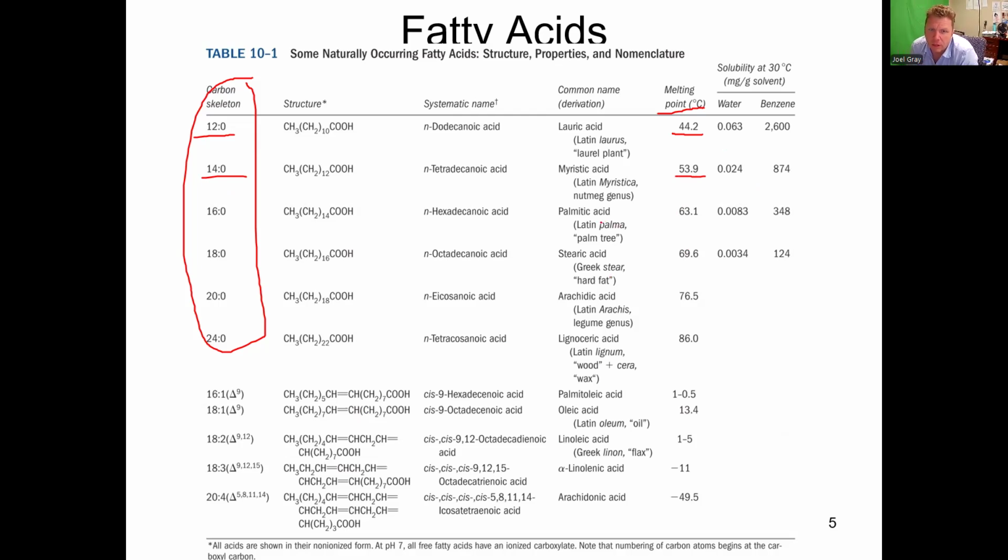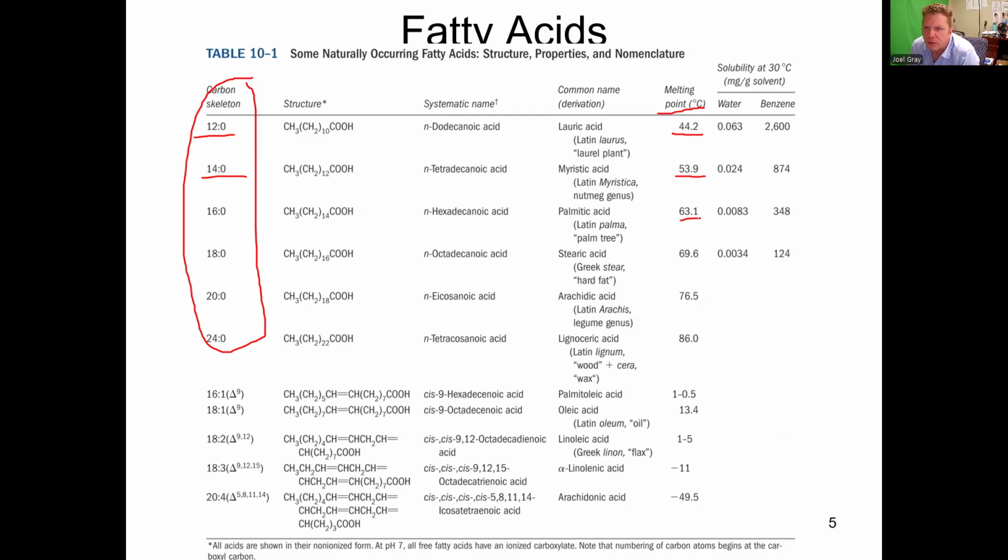Hexadecanoic, octadecanoic, icosanoic, and tetracosanoic. Yeah, tetracosanoic acid. I feel like I was about to say Cosa Nostra, which I think is organized crime, and it's in like The Godfather and whatnot.